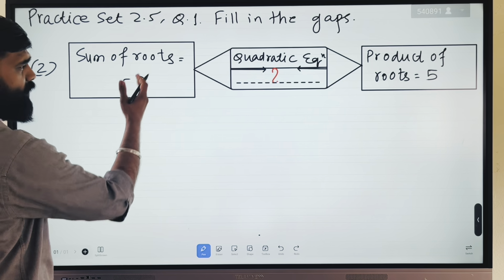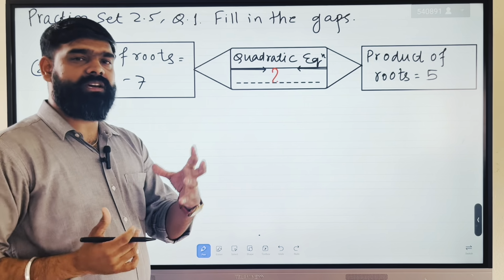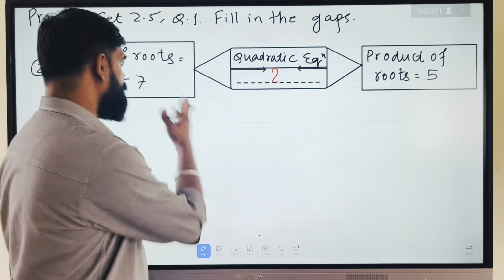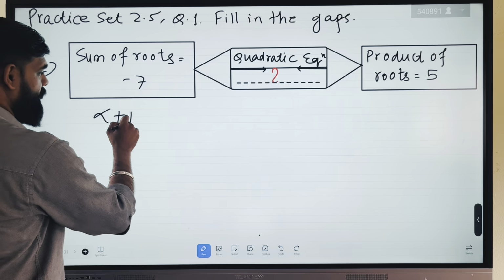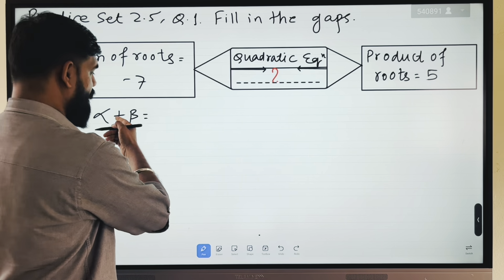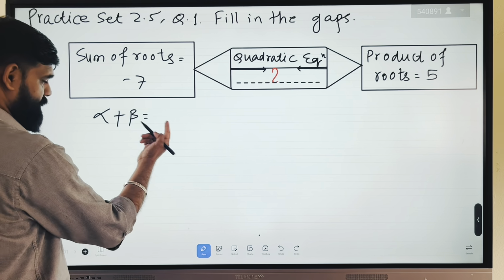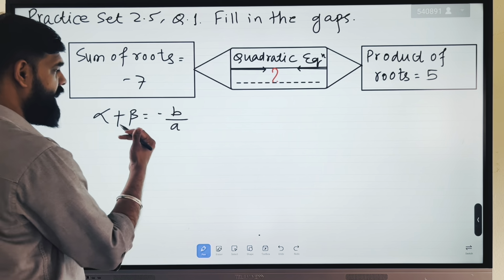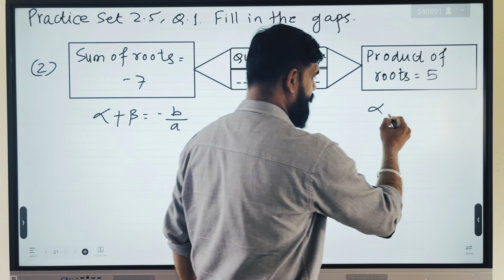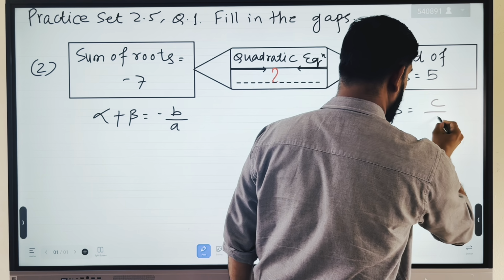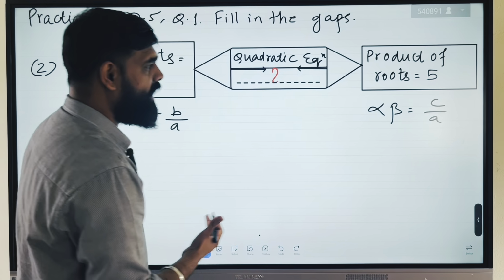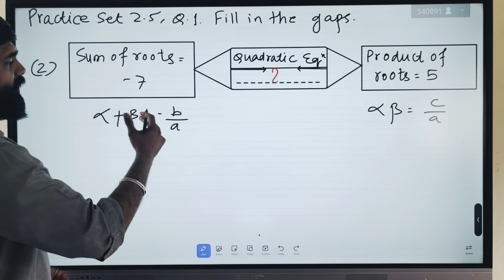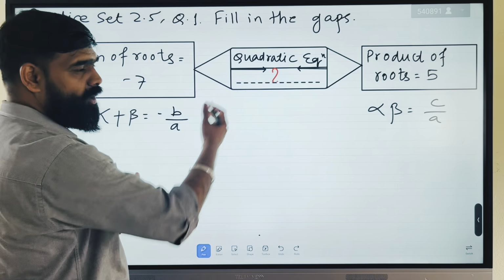How do we make the quadratic equation out of this information? As we know, we are going to consider the two roots of the quadratic equation, alpha and beta. The sum of roots means alpha plus beta, and alpha plus beta has another value, that is minus b by a, and alpha into beta has another value, c by a. So out of these values we have to make the quadratic equation.